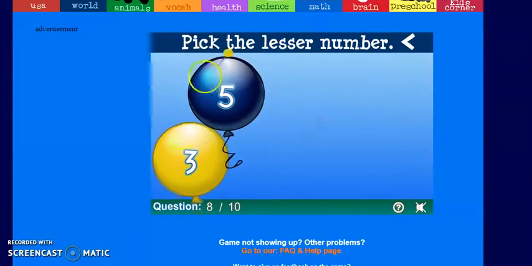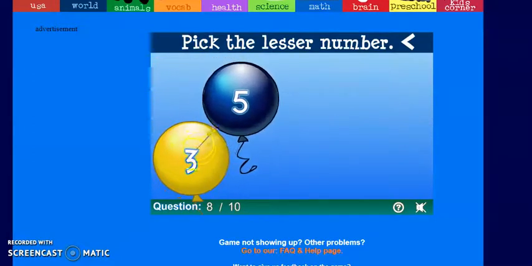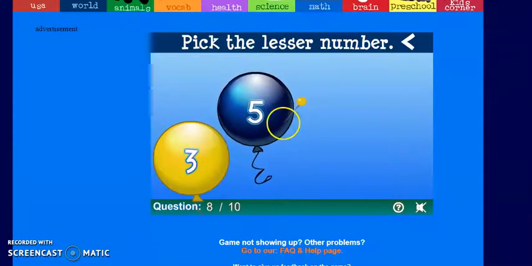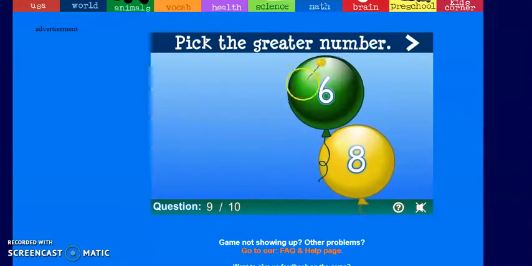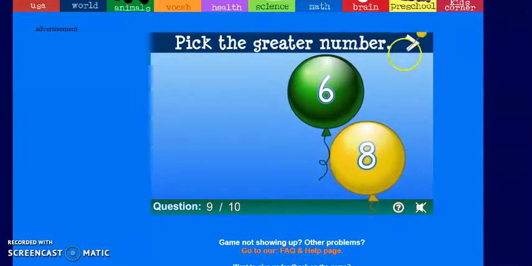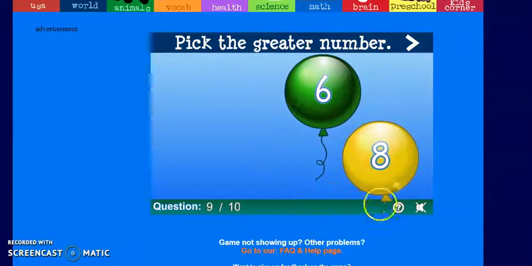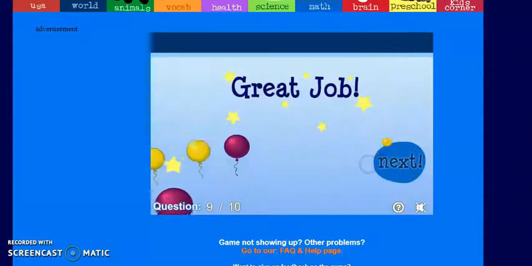All right, now we pick the lesser number. Is it 3 or 5? Yep, it's 3. Got 2 more. Now we pick the greater number. The alligator is going after the bigger number, which is 8.